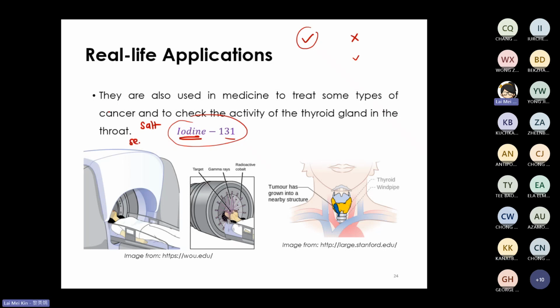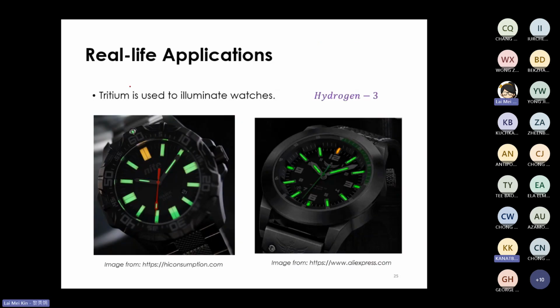Seafood. When you consume seafood, let's say your thyroid gland is not functioning, it will accumulate. That's why you have to be on medication.